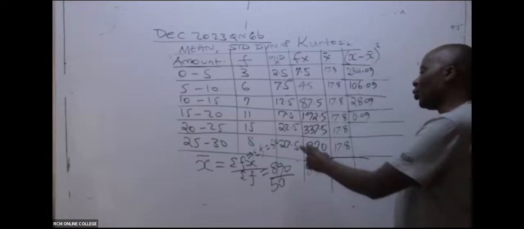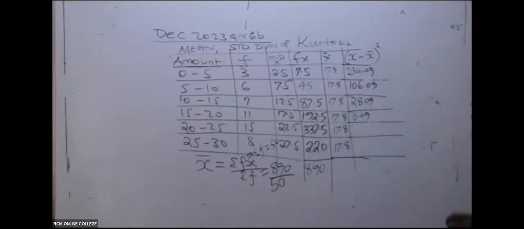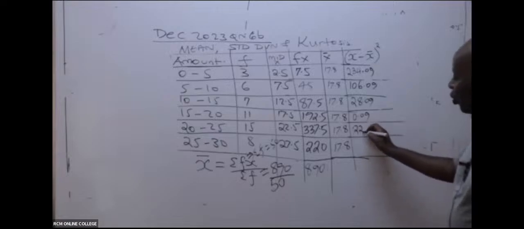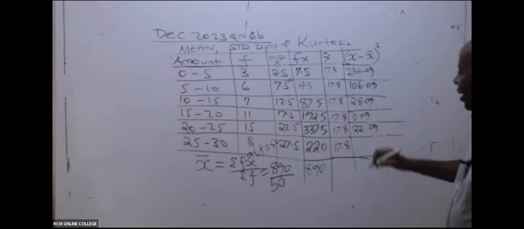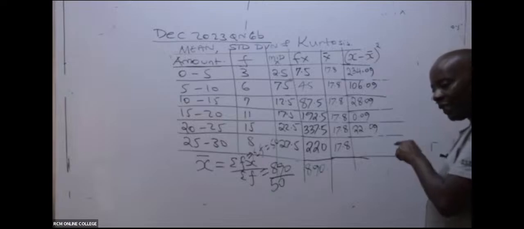X minus x bar. So 22.5 minus 17.8. Whatever I get, I square. The Gadi is giving me 22.09. Thank you very much. We go to the very last one, 27.5 minus 17.8.